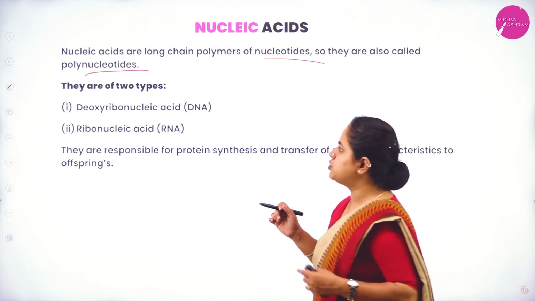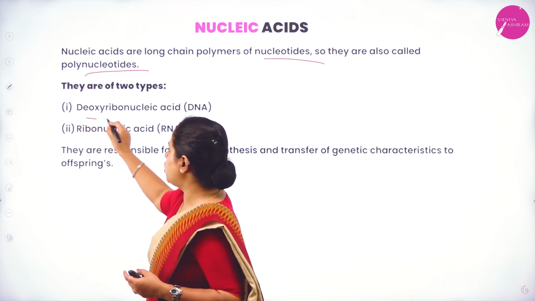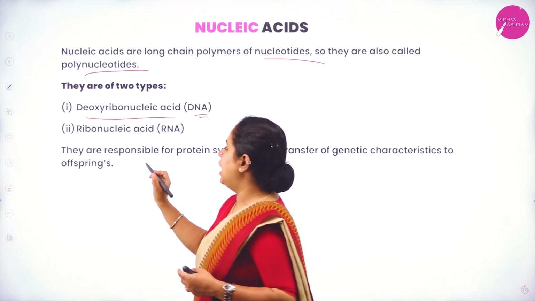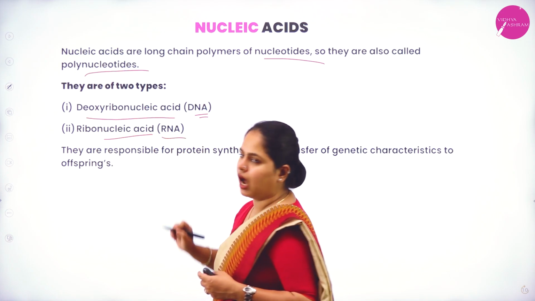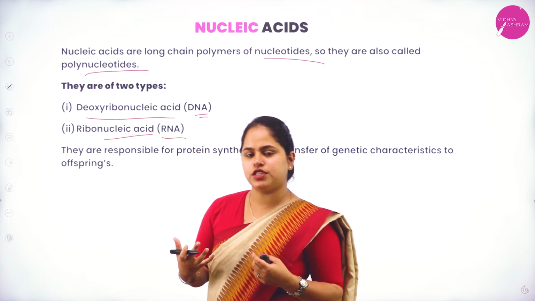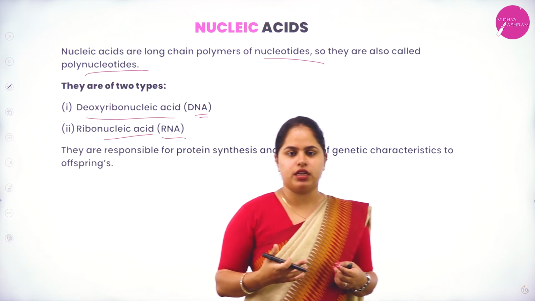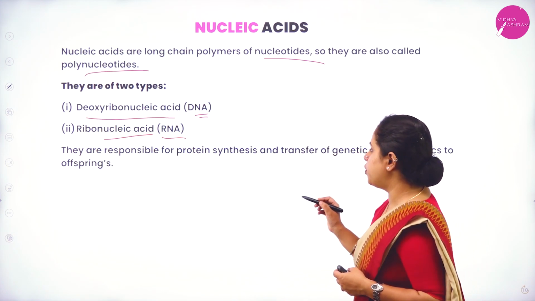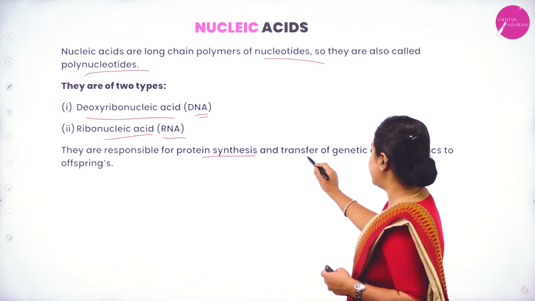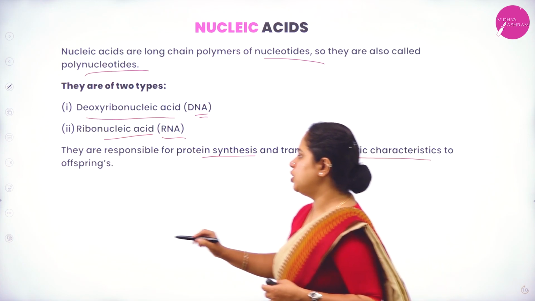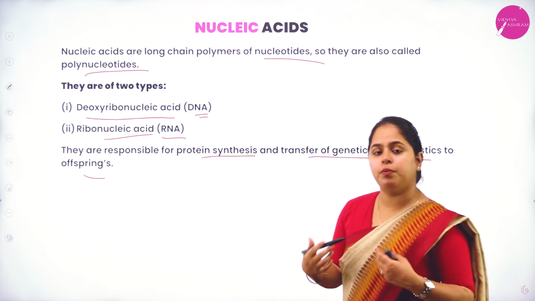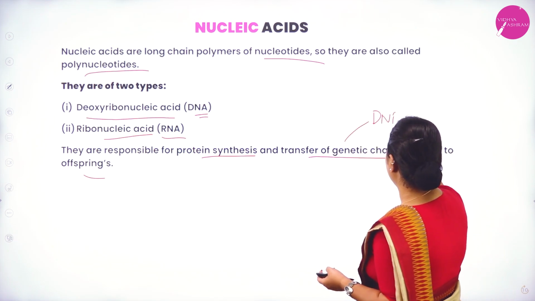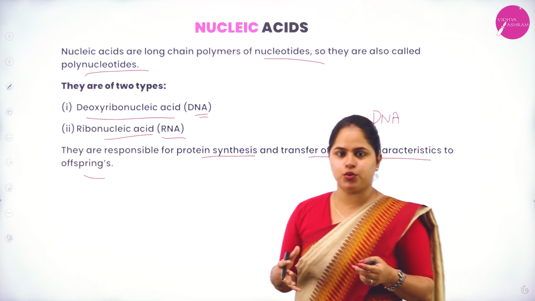So there are two types of nucleic acids. One is deoxyribonucleic acid, which is your DNA, right? And you have ribonucleic acid, which is RNA. Regarding this, you have studied in 10th standard biology itself in detail. So we are going to study the chemistry part of it. They are responsible for protein synthesis and the transfer of genetic characteristics to the offspring. So DNA will help in transferring the genetic characters to the offspring. That is why we look similar to our parents, right?